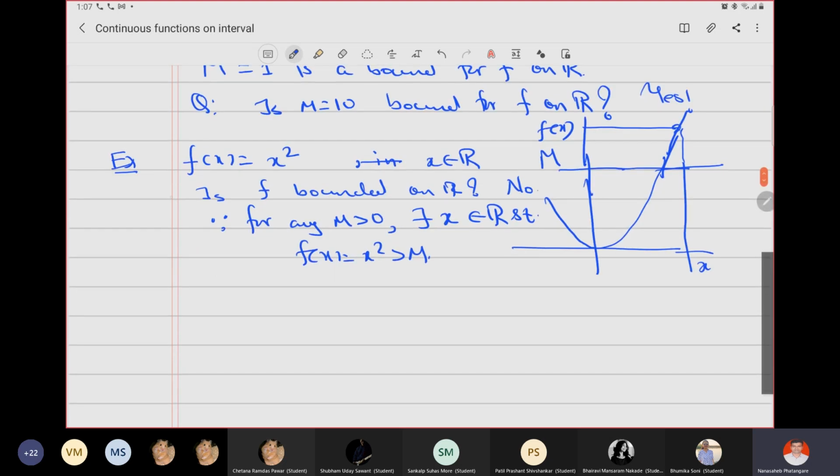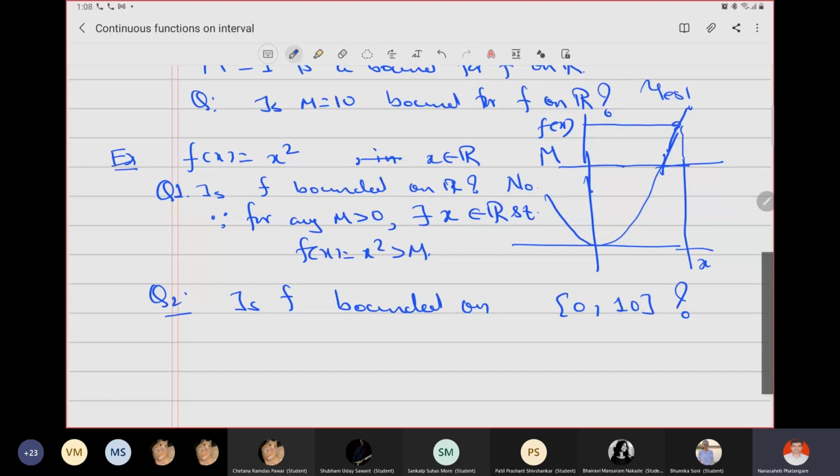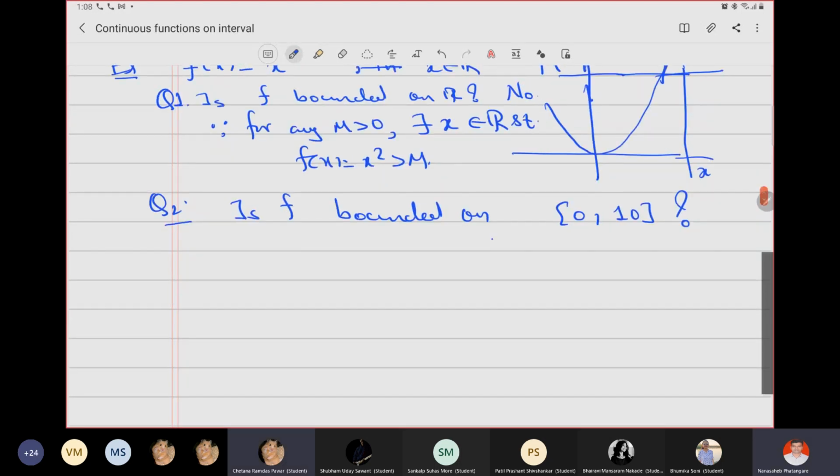But then, is this function bounded on 0 to 10? Now I am not saying on R, I am saying on the interval 0 to 10. Yes, sir.